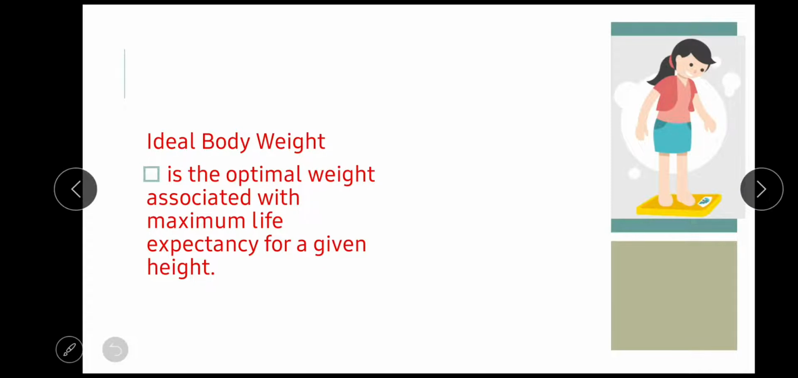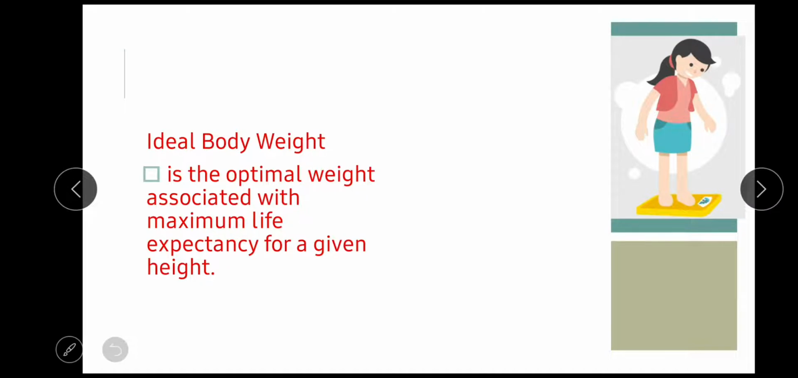bakit nga ba kailangan natin i-check ang ideal body weight? Ito para lang din sa maging healthy tayo. And para sa mga model nga na gusto magpaka-sexy. Ideal body weight, it is the optimal weight associated with maximum life expectancy for a given height.